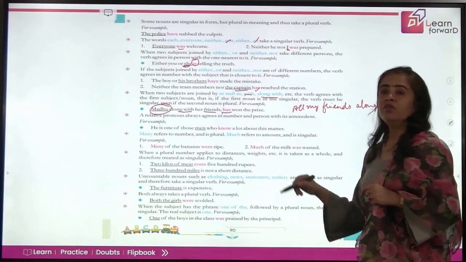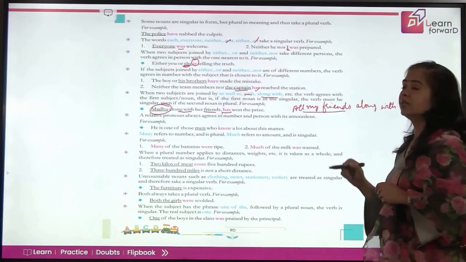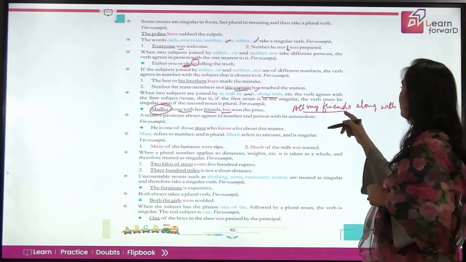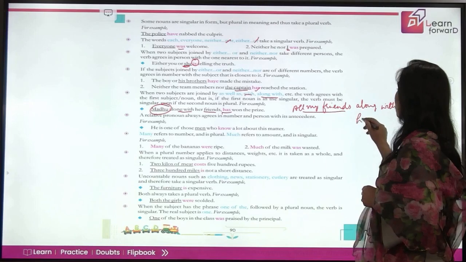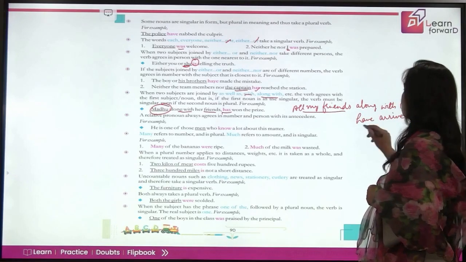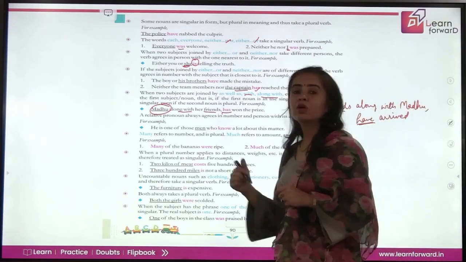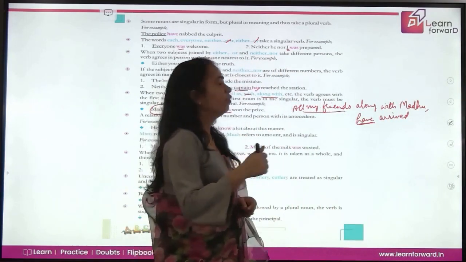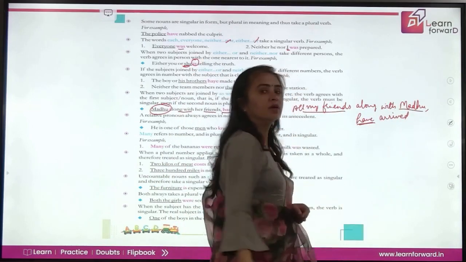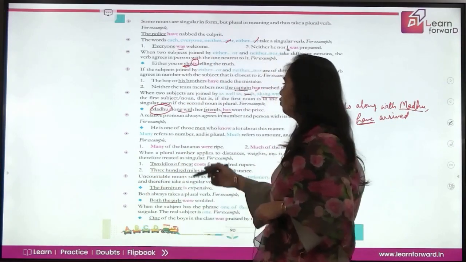Now here we'll again look at the former subject. This is all my friends, which is plural. So we will say all my friends along with Madhu have arrived. So we are using a plural verb here because all my friends is the first part of the subject, not according to Madhu. Okay, so you have to be very careful about these rules.